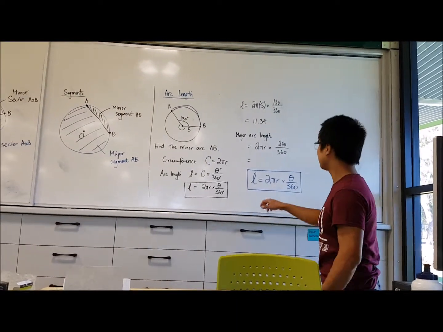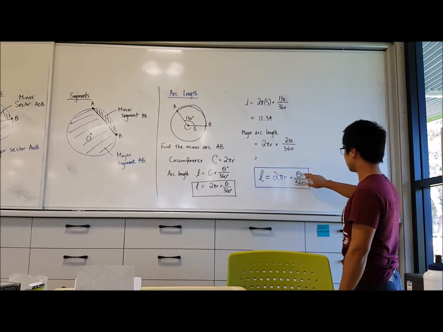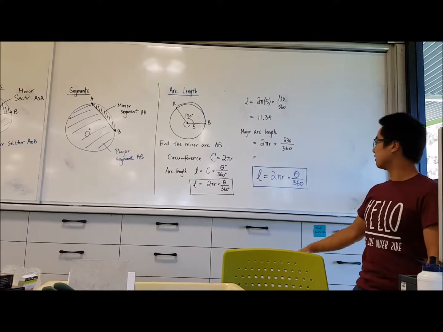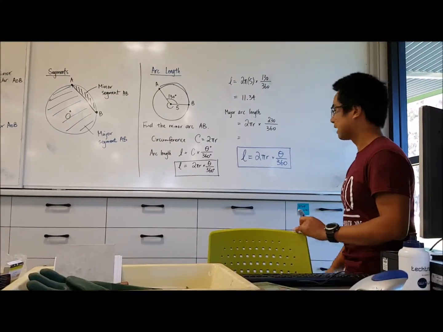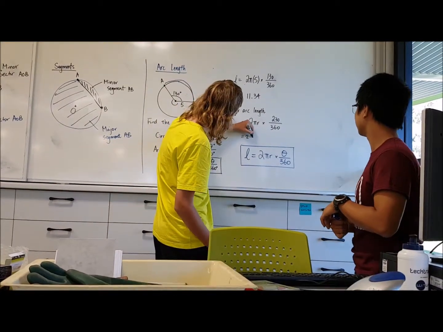Okay, so just to recap, the arc length is the circumference, which is 2 pi r, times the fraction of the circle out of 360. And now let's see what the major arc length is. One has the answer for us. It's 20.07.